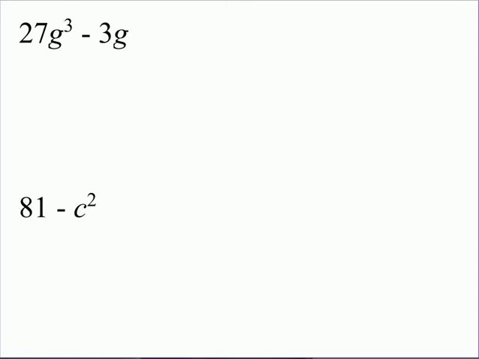All right, 27g cubed minus 3g. 3 goes into 3, anything else? G. A g. So I notice there's a 3g, so I'm going to factor those two terms out. So 3 times what gives me 27? 9. G times what gives me g cubed? G squared. 3 times what gives me 3?